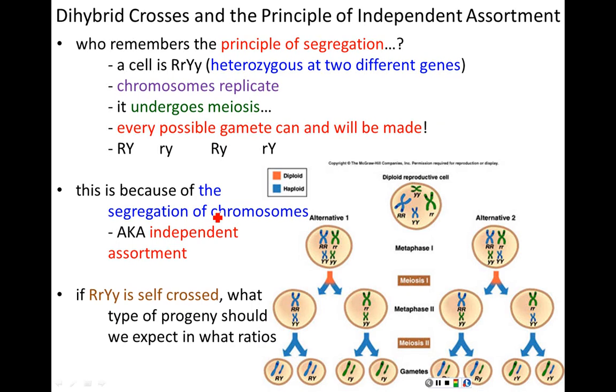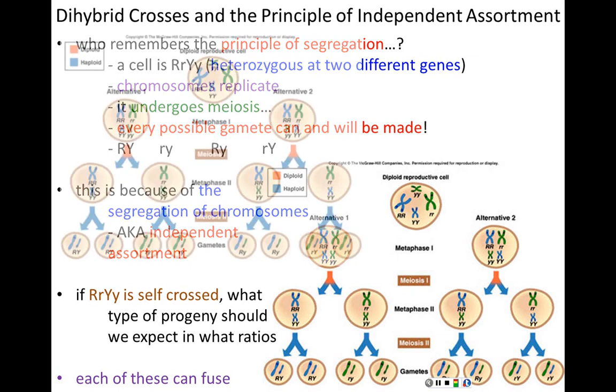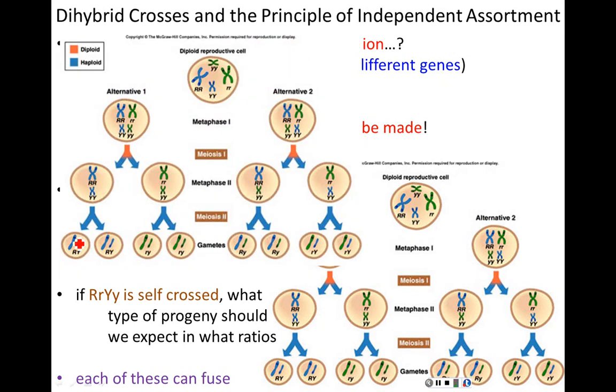Let's imagine the same scenario. Now it's a plant, a heterozygous plant at 2 different genes. So it's big R, little r, big Y, little y. We self-cross that plant. What type of progeny should we get, and what ratios would we expect to get them in? What we really mean is that each of these possible gametes can fuse with each of the other possible gametes. Again, it's a self-cross. So we can get the big R, big Y gamete fused with the big R, big Y gamete here, but this gamete can also fuse with this one.